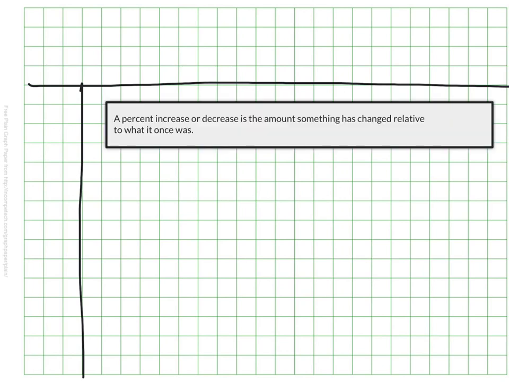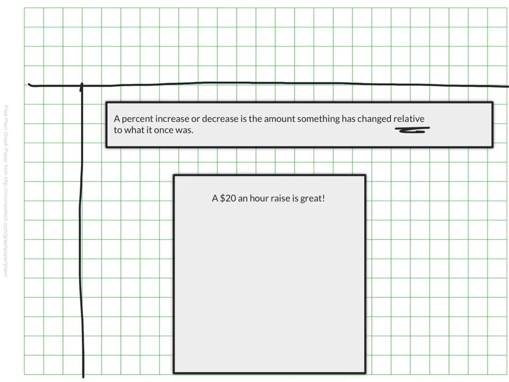But percents are also used to find the amount something has changed, how much it's increased or decreased. A percent increase or decrease is the amount that something has changed relative to what it once was. For example, if I find out that my boss is giving me a raise of $20 an hour, that's good news. And if I currently make $10 an hour, if I find out that I'm getting an extra $20 an hour, that's a big deal.